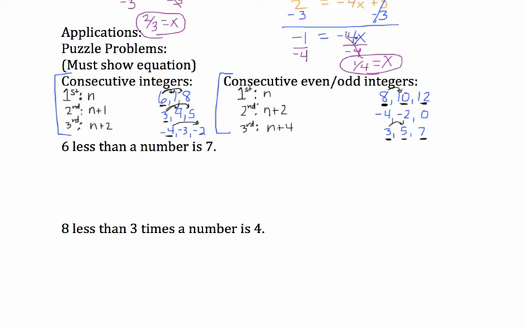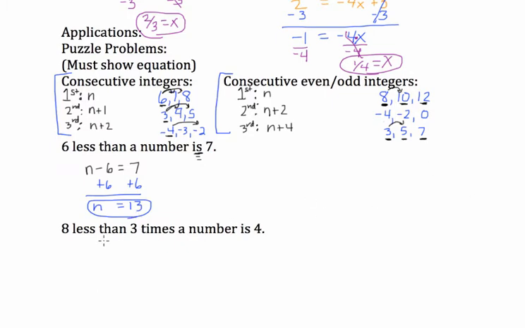Let's start with one that's not quite so tricky. 6 less than a number is 7. Remember, is means equals. So we should be able to make an equation out of this. 6 less than a number means n minus 6 equals 7. So now let's just solve for n. Undo what's been done to the n. The number is 13.